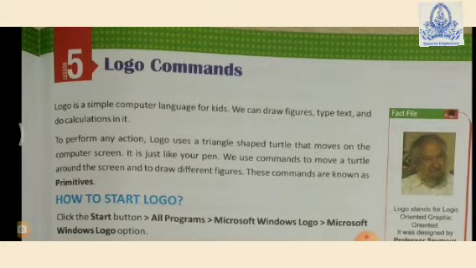To perform any action, Logo uses a single triangle-shaped turtle that moves on the computer screen. It is one kind of triangle shape that you can say is the turtle. It is just like your pen. We use commands to move the turtle around the screen and to draw different pictures. The turtle, meaning the triangle shape, according to your command, is going to move on your screen according to your requirement, by using some commands.